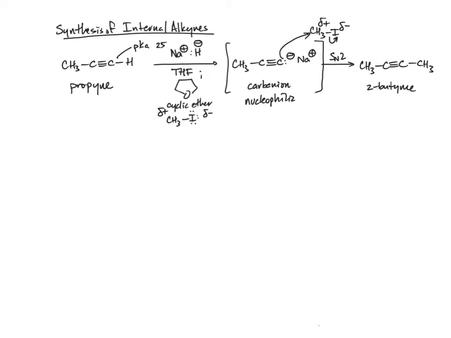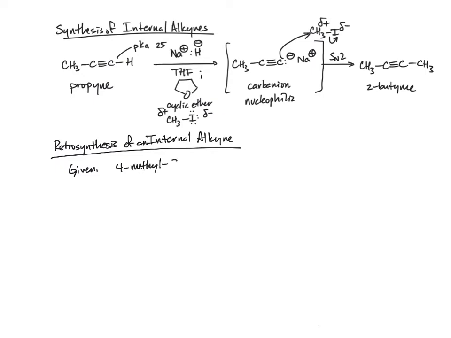Let's look at, we saw this term prior, retrosynthesis. So retrosynthesis of an internal alkyne. So this is where we really develop the chemical intuition about reactions. So say we were given this molecule, 4-methyl-2-hexyne, and we want to convert that to the structure.